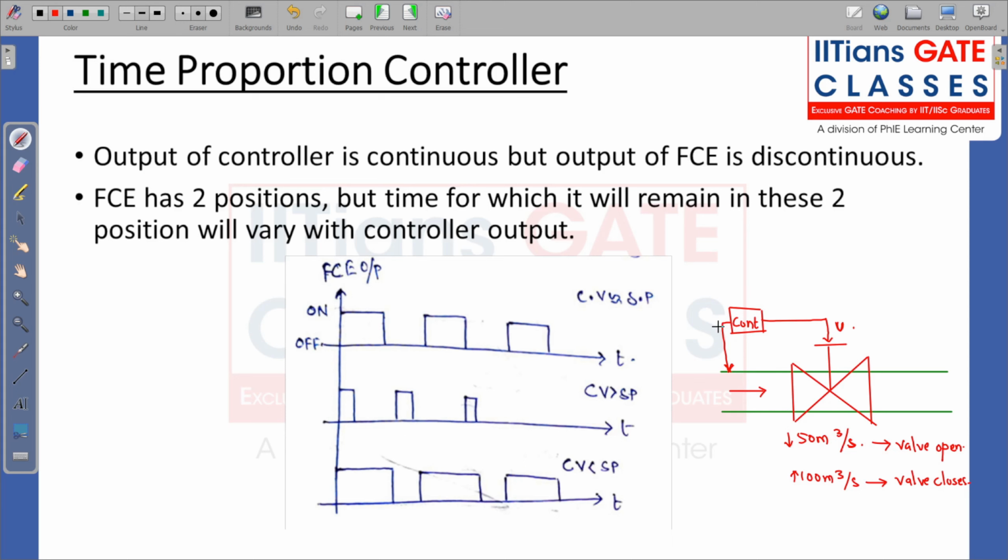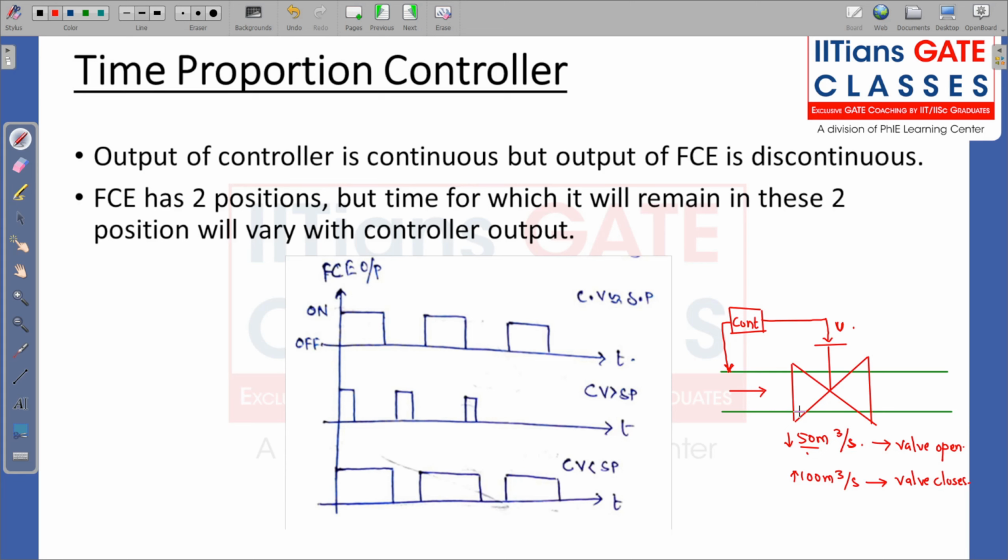So the controller is continuously taking measurement. The output of the controller is continuous. You can see it is continuously giving output. For 50 also it is giving output, for 60 also giving output. But this final control element is discontinuous. It is operating in only two places: when this is less than 50, it will open, and if it is greater than 100, it will open. Okay, so what is it?